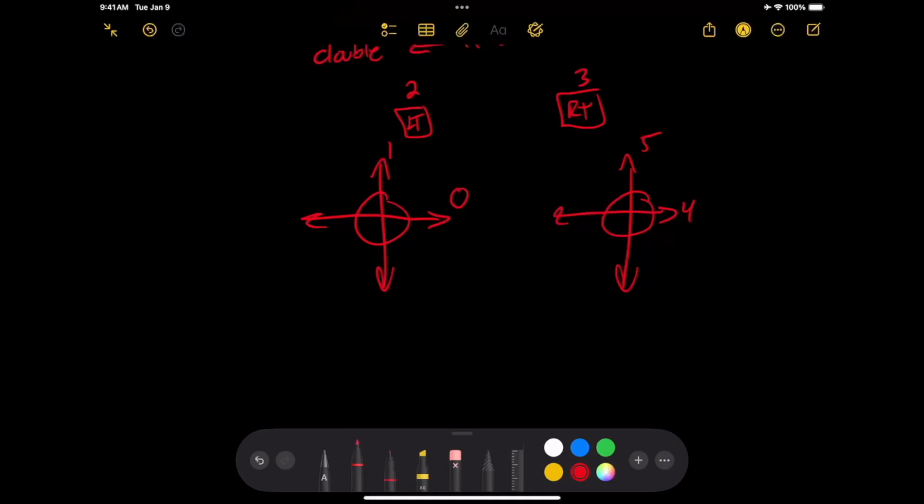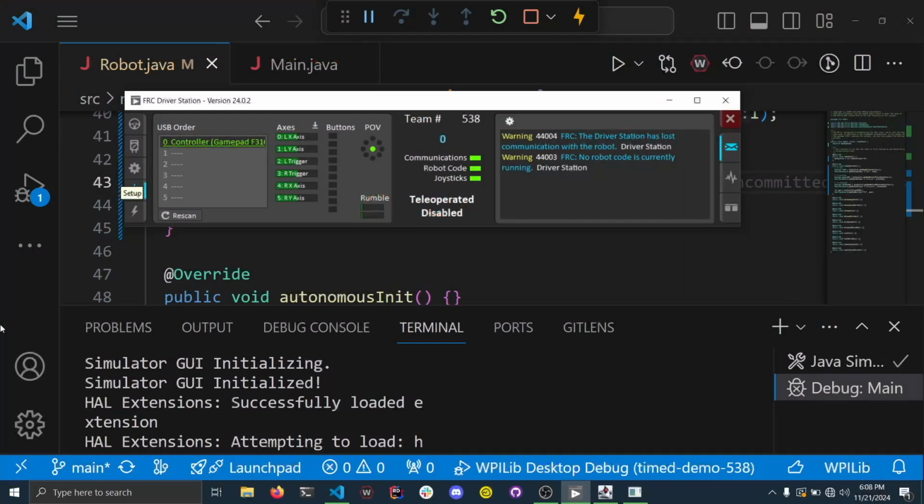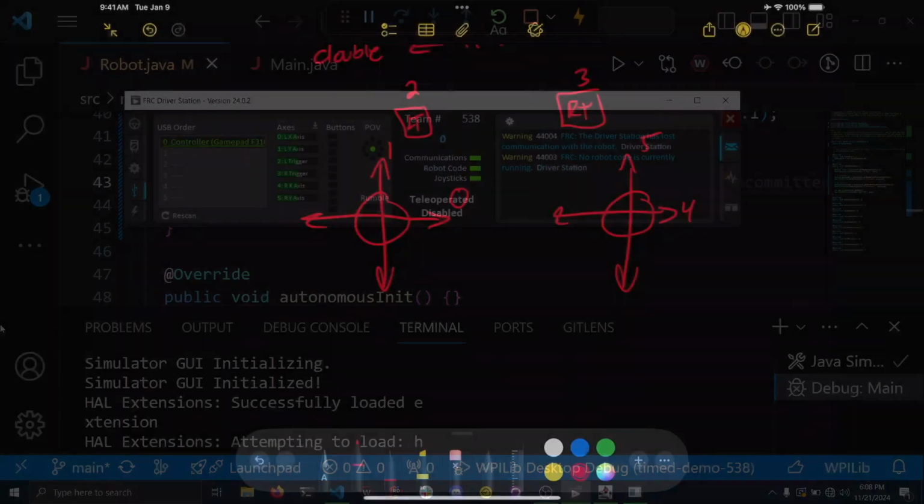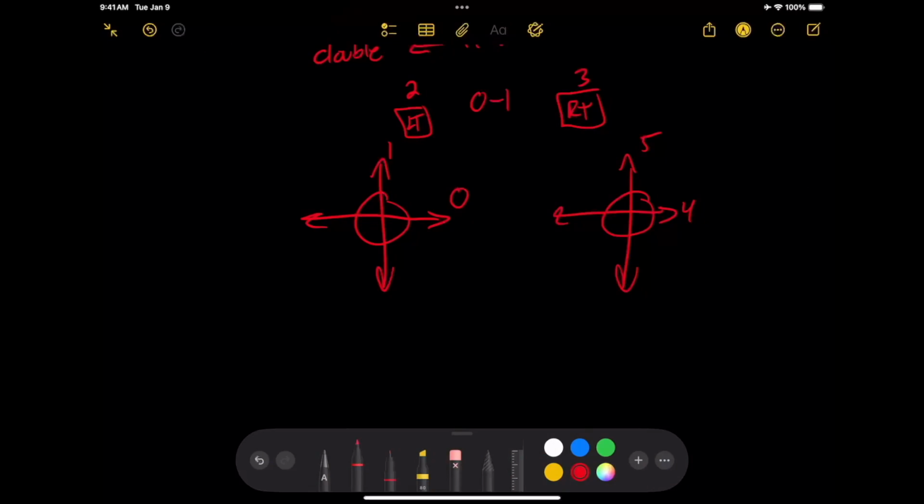Now, one thing to notice on Driver Station, let's look at their values real quick so we can get a feel for that. When I do the triggers, do they ever go negative? No. So the trigger axes are just between 0 and 1 for the left trigger and for the right trigger. So we'll make a note of that. 0 to 1, 0 to 1.